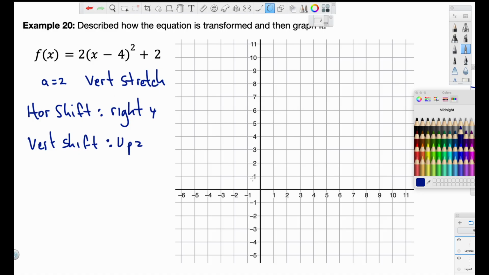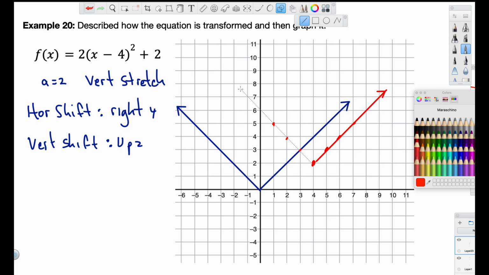Okay, so absolute value, we know what absolute value looks like, right? So absolute value looks like this. Okay, so we are moving all these points here. I'm going to move it right 4 and then up 2. Okay, so right 4 and up 2. So if I were to do the next graph, I could do this. Okay, so I'm just showing the shifts here.